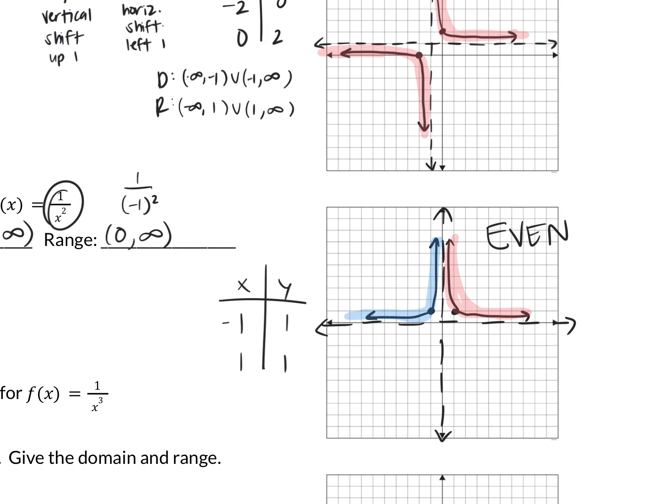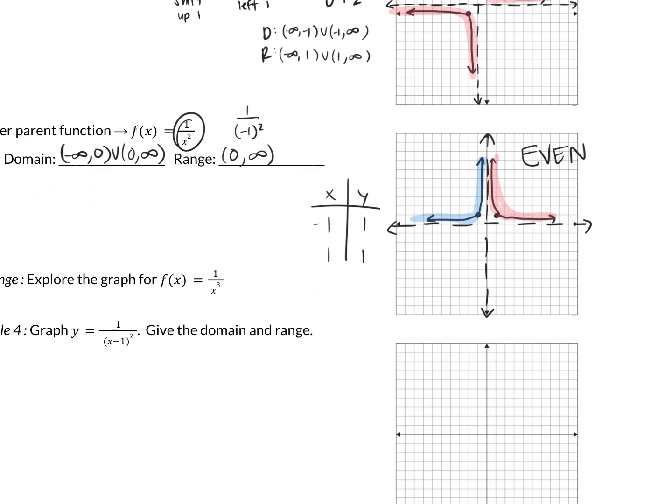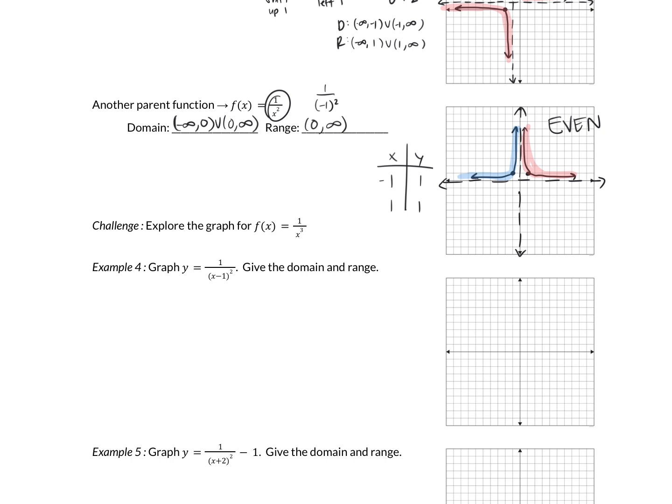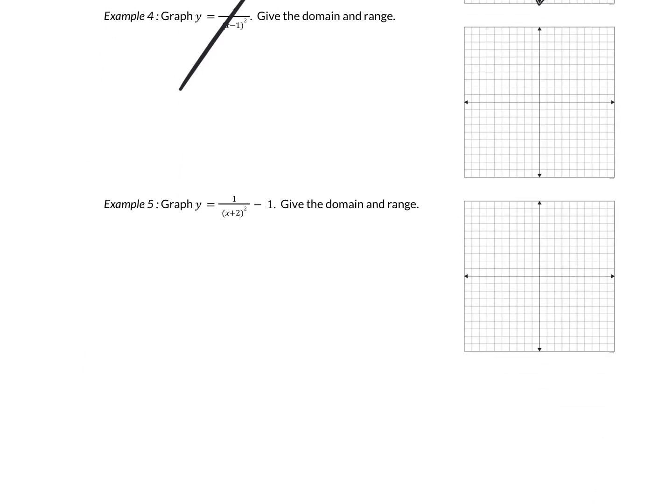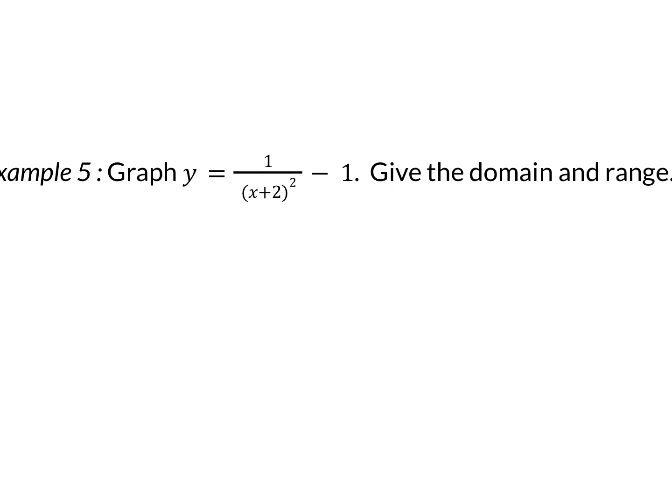All right, we're going to go ahead and skip this next problem and finish it off with example 5 before you get time to work on your homework. Okay? So this is in the parent function notation of 1 over x squared, except there's something happening with that x squared. We got a plus 2. What does the plus 2 mean if it's with the x? Left 2. So horizontal shift left 2.